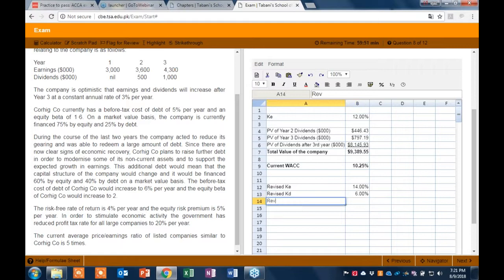So the revised weighted average cost of capital will now be 14 into the new weightage of equity, which is 60%, plus the revised cost of debt with the revised ratio or weightage of debt, which is 40%. So the revised cost of capital will be 10.8%. Is it clear?